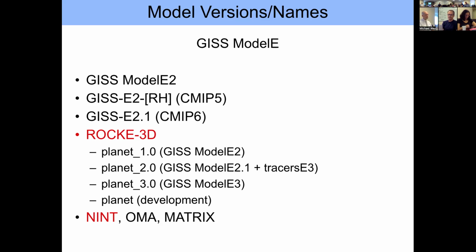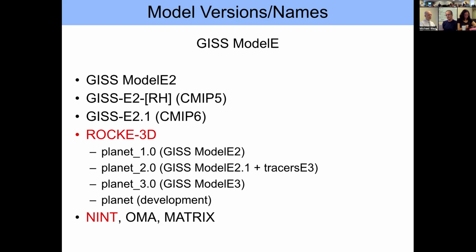Then we have three ways to calculate atmospheric composition. One is called NIMT, and it's highlighted in red because this is the one we'll be discussing here. So you prescribe the atmospheric composition, like greenhouse gases and also the main constituents like nitrogen, oxygen, or whatever you have there, and that's fixed.